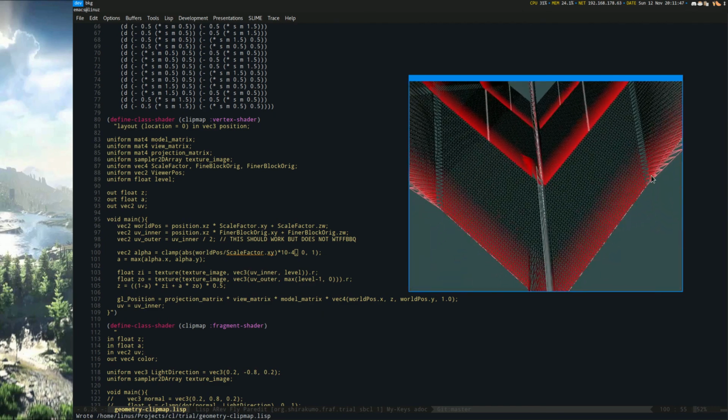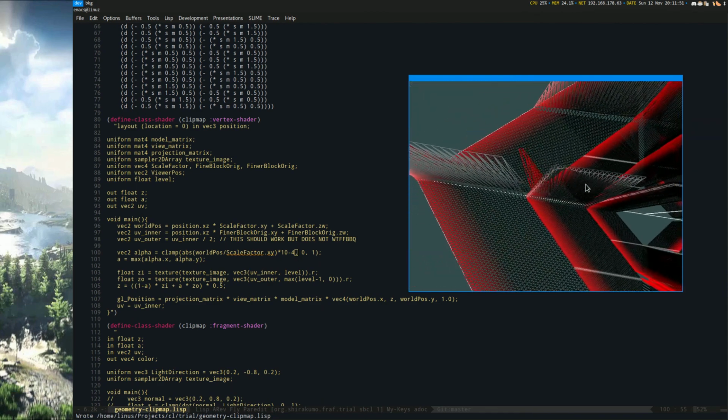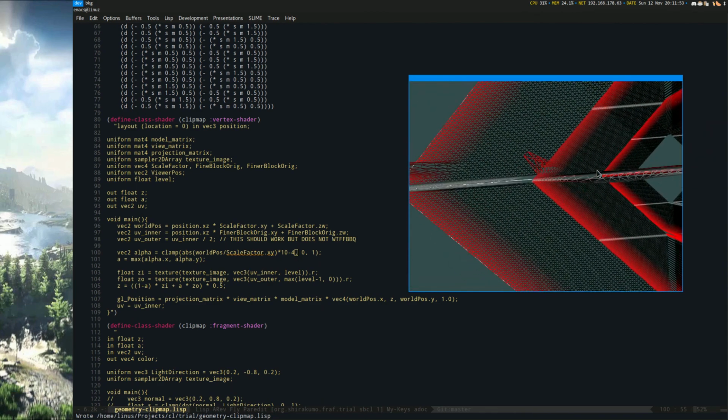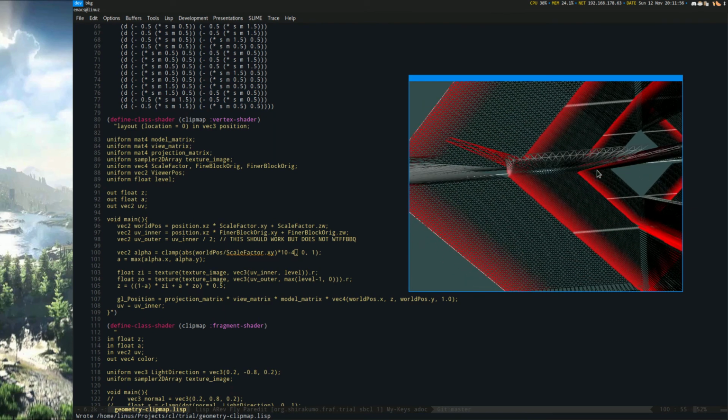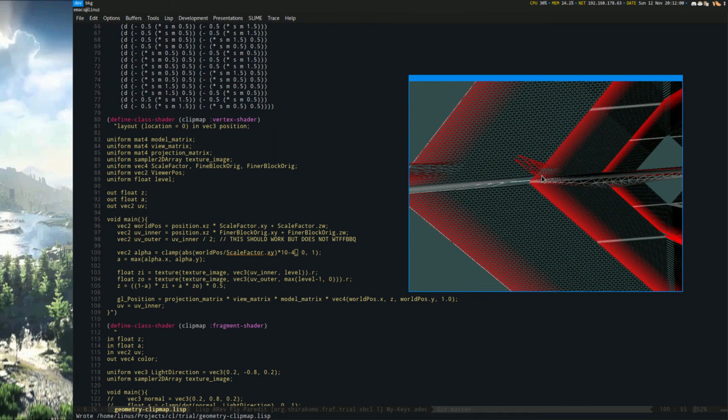So, how do we get rid of this offset? The interesting thing is... Yeah. How do we get rid of you?